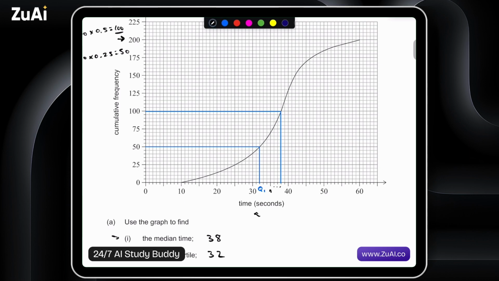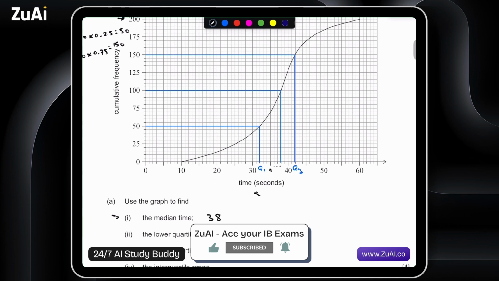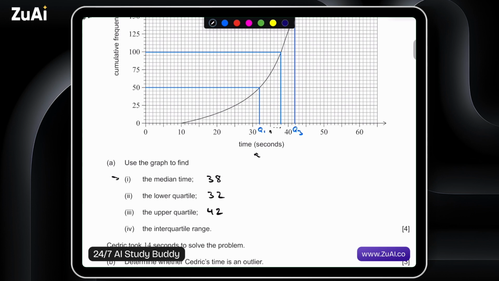Upper quartile, 200 times 0.75, which is going to give us 150. Okay, and this is Q3 right here, and it looks like 42 in this case. 42. Interquartile range, IQR, is equal to Q3 minus Q1. I believe this is actually given to us in the formula booklet.